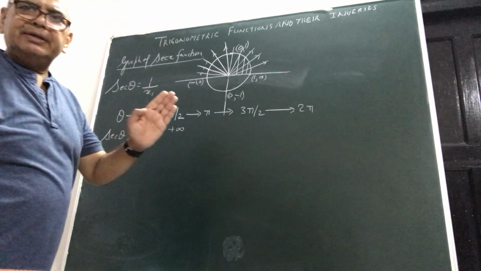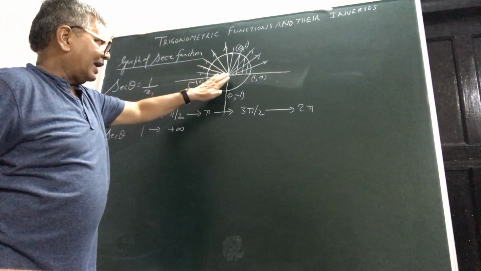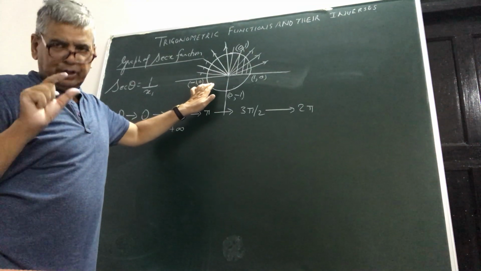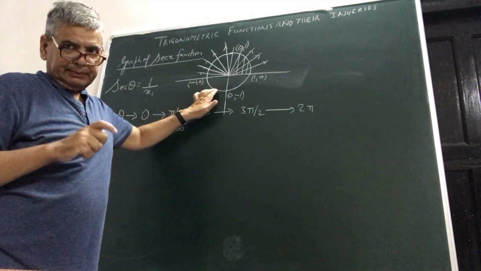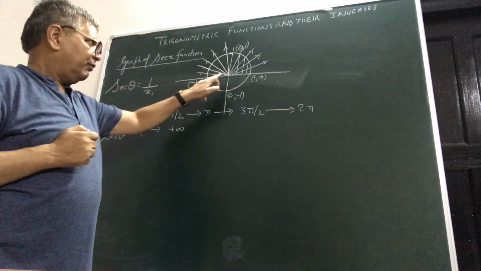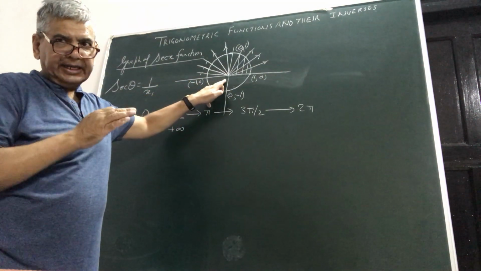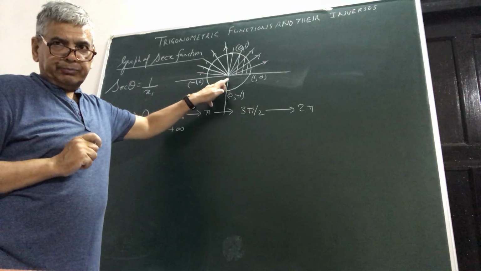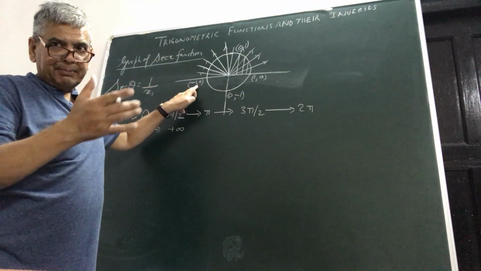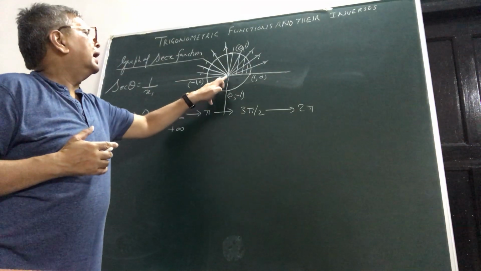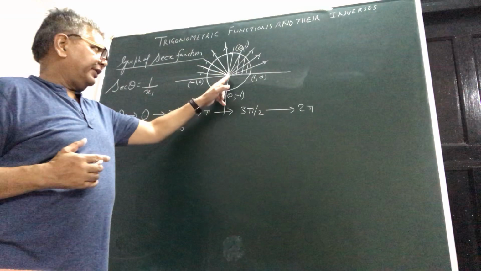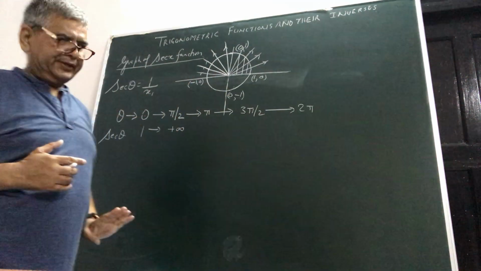And then, when you go further, the absolute value will increase, but the numerical value of x1 will decrease. And decrease from where to where? From 0 to minus 1. The absolute value will increase from 0 to 1, but the numerical value will keep on decreasing, from 0 to minus 1.